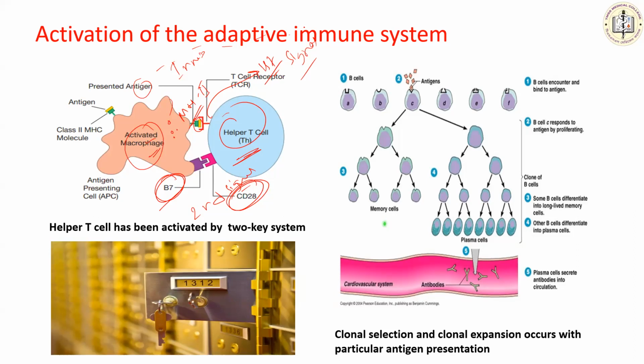Because immune system activation has a lot of deleterious consequences. It will destroy the cell, it will secrete a lot of cytokines, which will damage, and vascular endothelial damage can occur. So it needs to be checked, and this is the double checking system. Both the first signal and second signal are needed for proper immune activation.